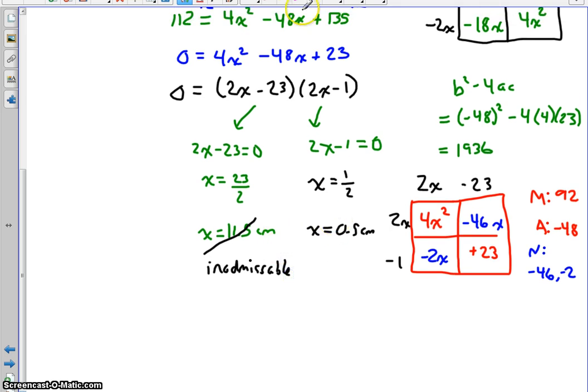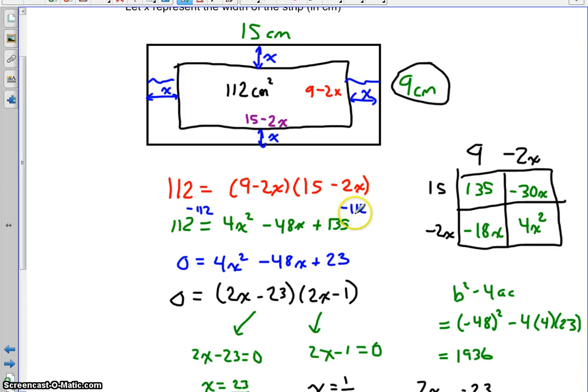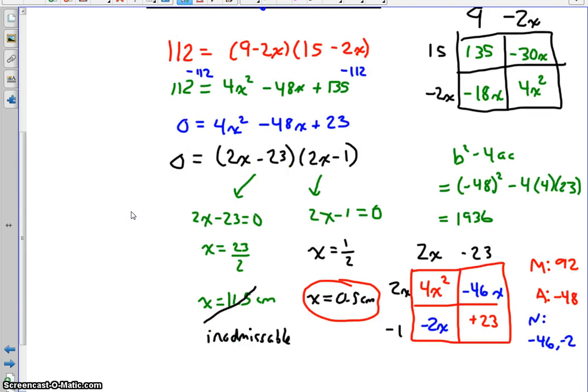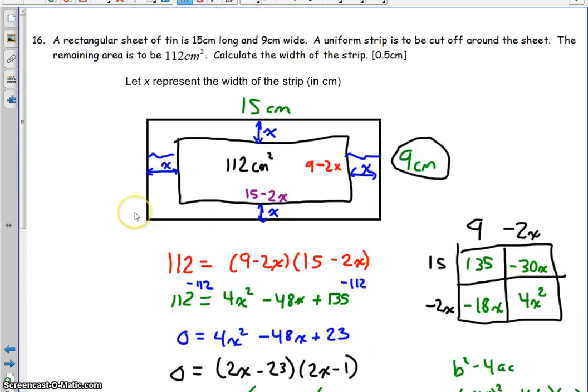Okay, so which means the only other possible solution is that x equals 0.5 centimeters, and you can see that actually is possible. I can take off 0.5 centimeters from the top, bottom, left, and right, and be able to make the remaining rectangle possible. So the only possible width of the strip is going to be 0.5 centimeters.